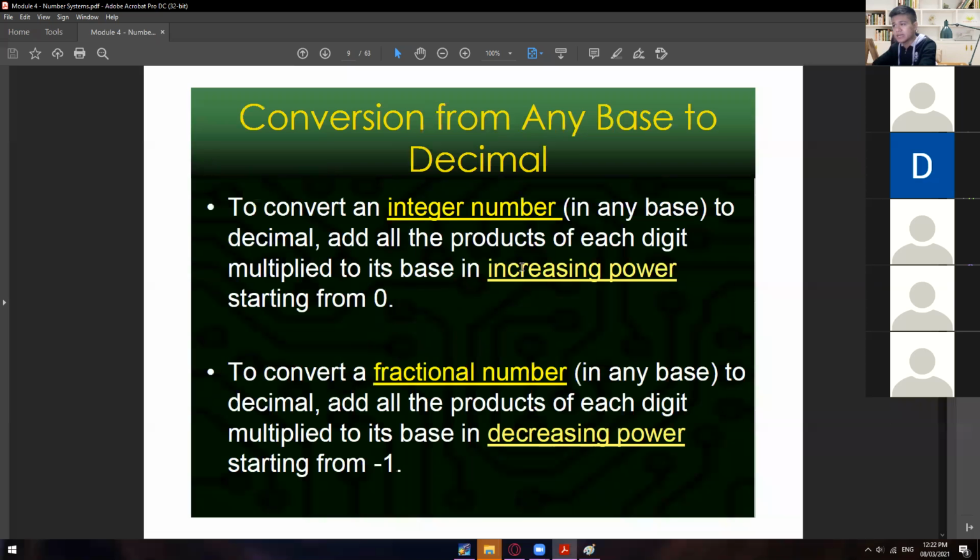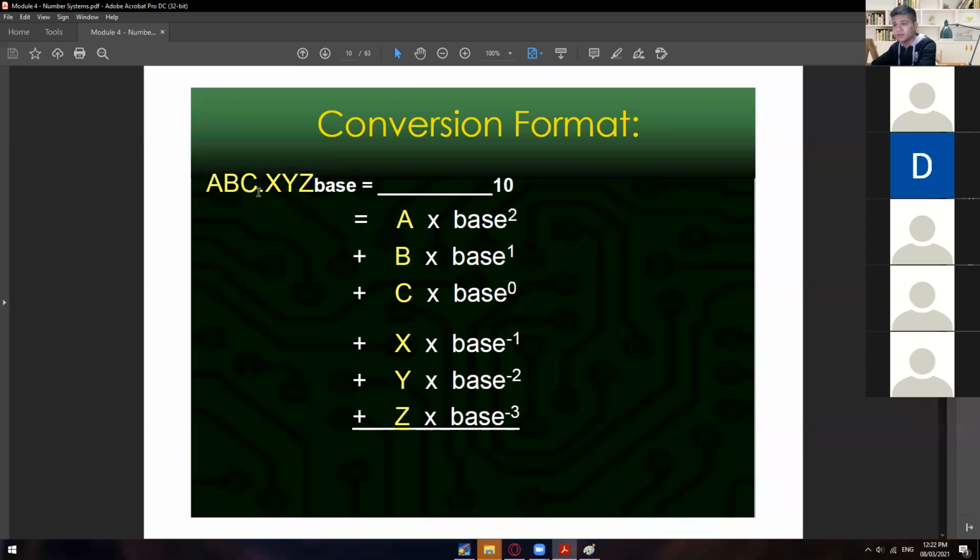So again, it says here it's increasing power starting from 0. So 0 for the letter C, the lowest bit of your integer. Next one is 1, the next one is 2. So 0, 1, 2, meaning the C is multiplied by its base raised to 0, and then the base raised to 1, and then raised to 2. Okay, so that's it for the integer part.